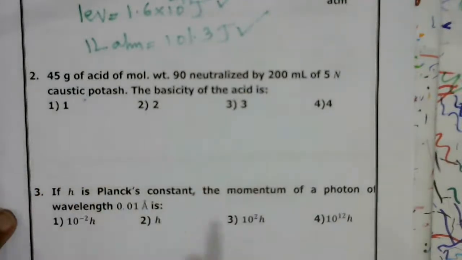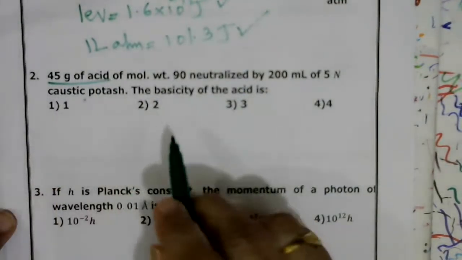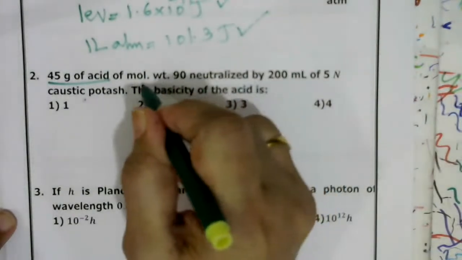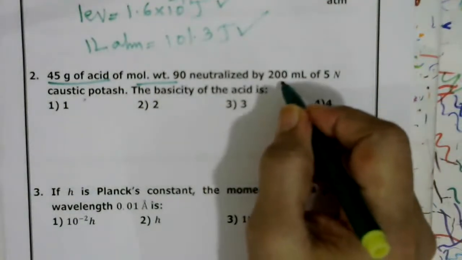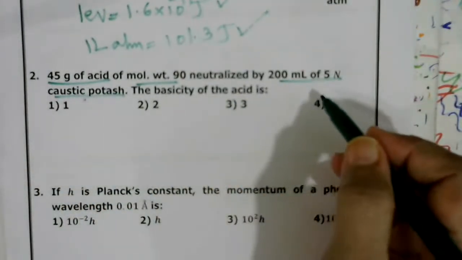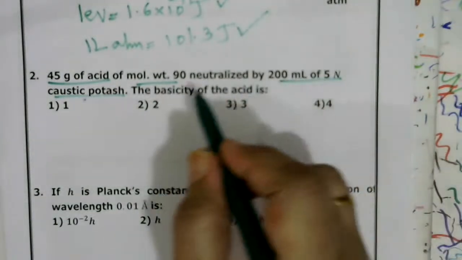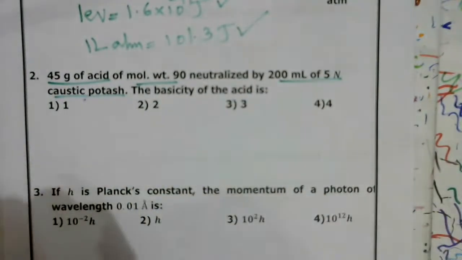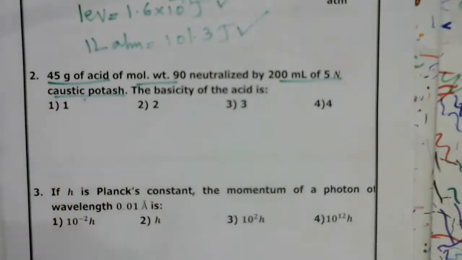Question number 2. 45 gram of acid of molecular weight 90 is neutralized by 200 ml of 5 normal caustic potash. Whenever we take 200 ml, the question is related to neutralization. The question is related to titration between acid and base.